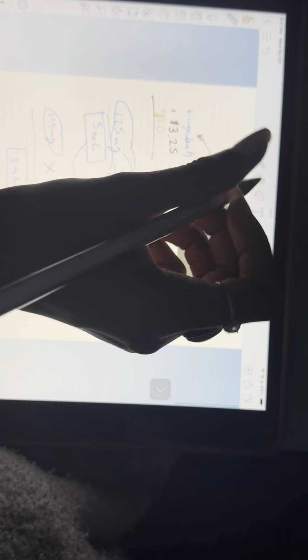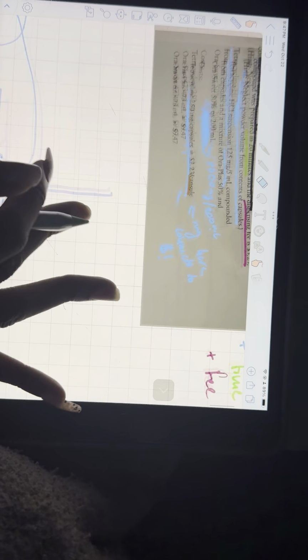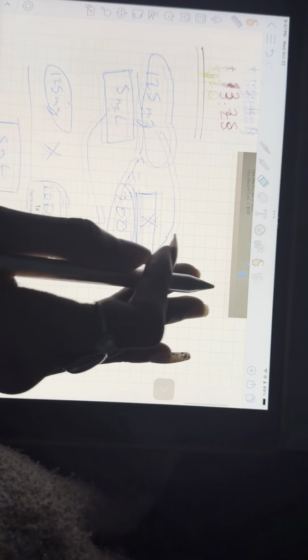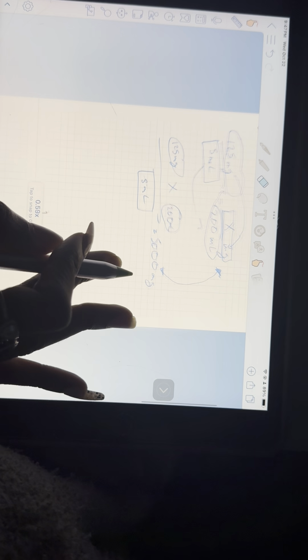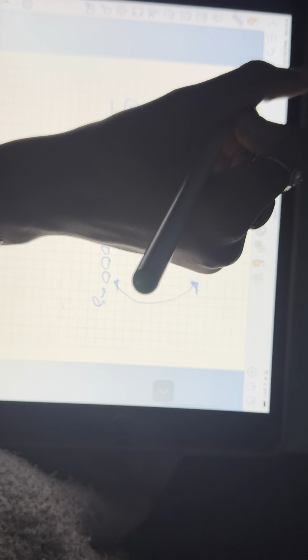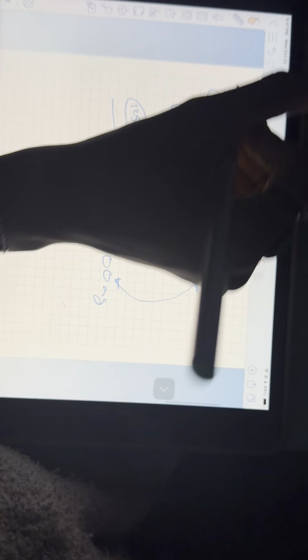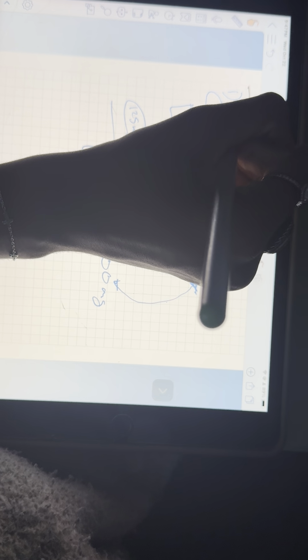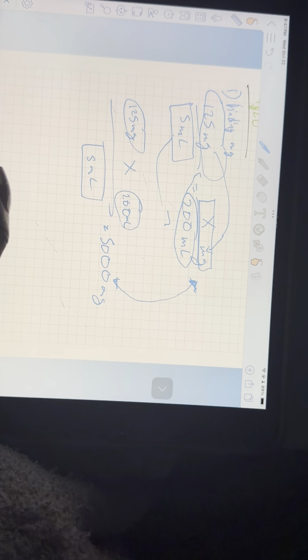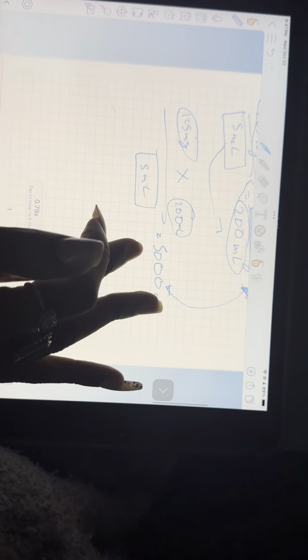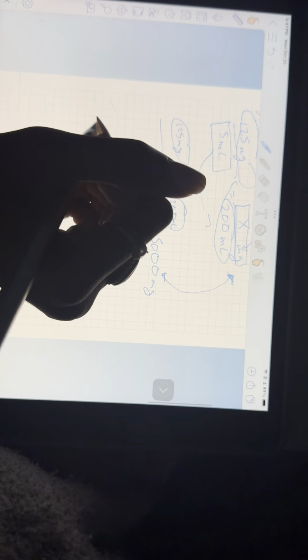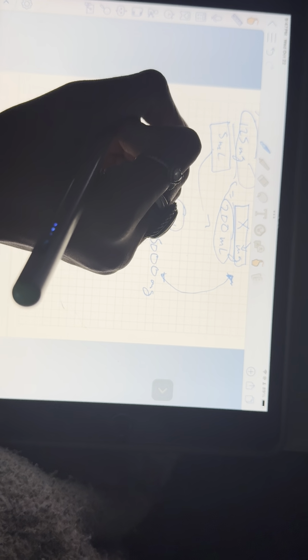That's very important. So we're going to go back. That was step one, finding milligrams. Now, what is step two?